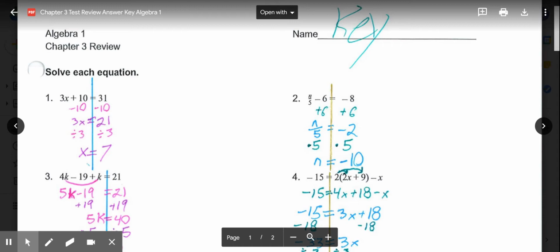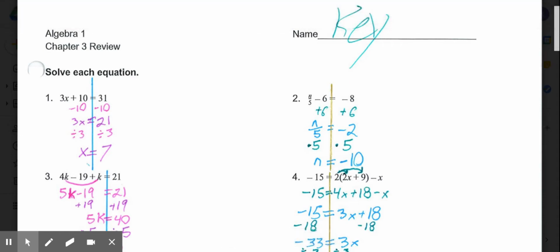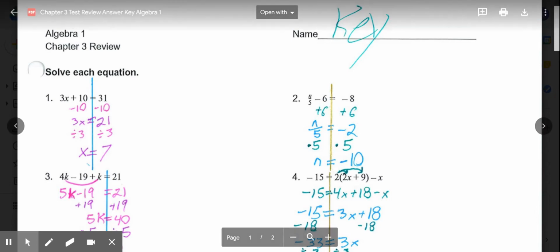In number 2, we have n divided by 5 minus 6 equals negative 8. So you want to undo the subtraction of 6 by adding 6 to each side. N divided by 5 equals negative 2. Undo the division of 5 by multiplying each side by 5, and n would equal a negative 10.